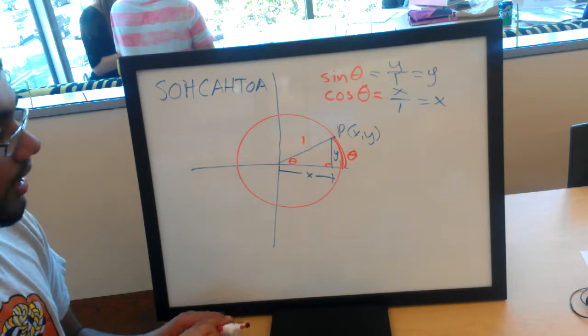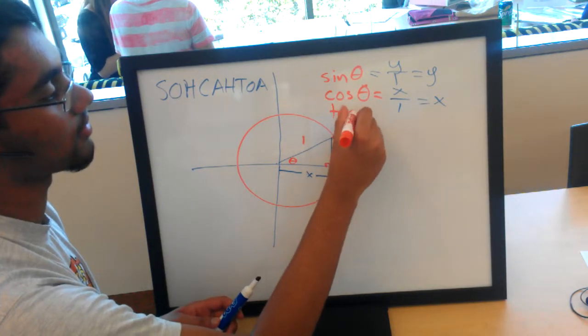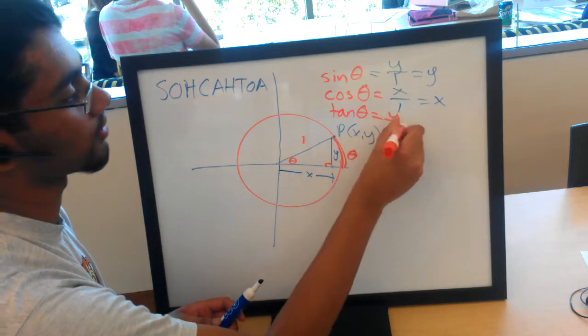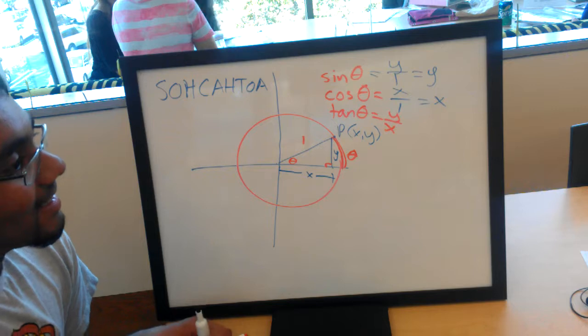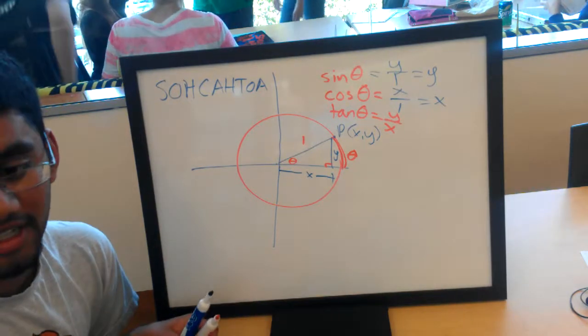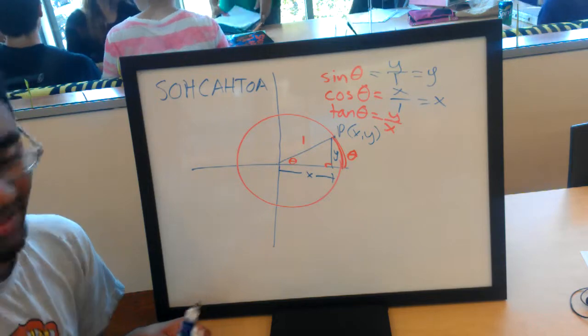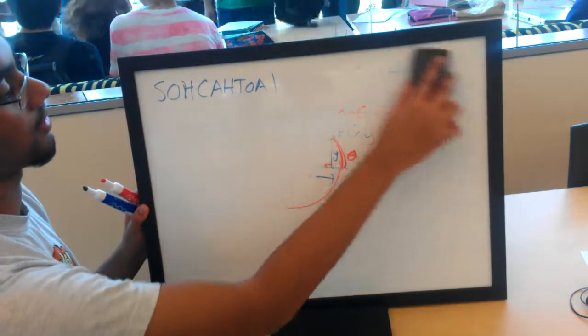Okay, and how about tangent? Y over x. Yeah, and so tangent is y over x. Okay, does this refresh something about sines and cosines? So the first section in your book is graphing.